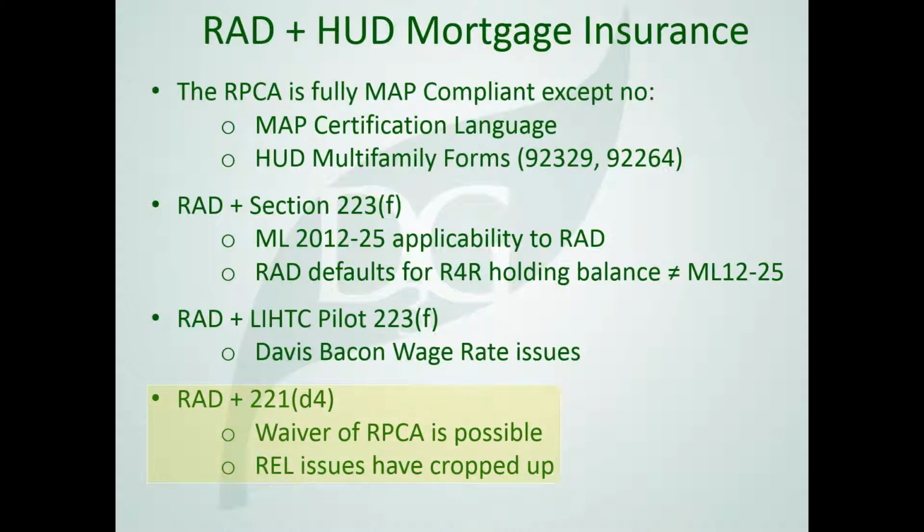The third type of RAD project I explained were those that need a lot of debt or equity structures. These are ones that need $15, $20, up to $60, even $100,000 per door in rehabilitation. Those will typically seek the 221(d)(4) substantial rehabilitation program. Another problem with the RAD and 221(d)(4) program is remaining economic life issues.